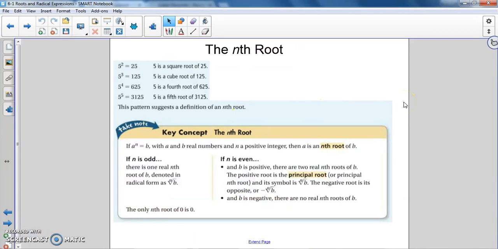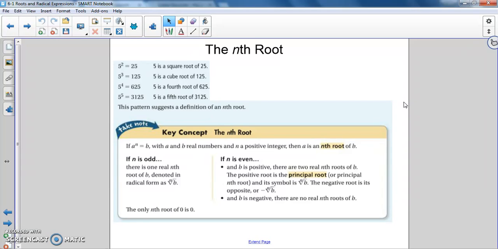So we need to think about all of the powers that we can raise a number to. So there we have 5 squared equals 25, so the square root of 25 is 5. 5 cubed is 125, so the cube root of 125 is 5. 5 to the 4th power is 625. Therefore, the 4th root of 625 is 5. 5 to the 5th power is 3,125. Therefore, the 5th root of 3,125 is 5.